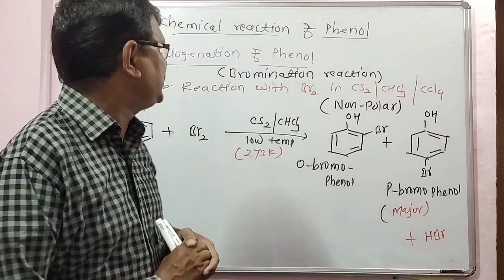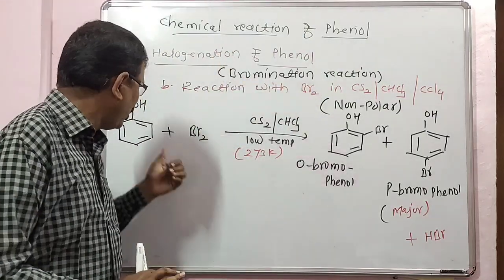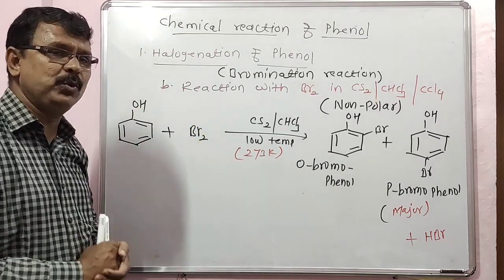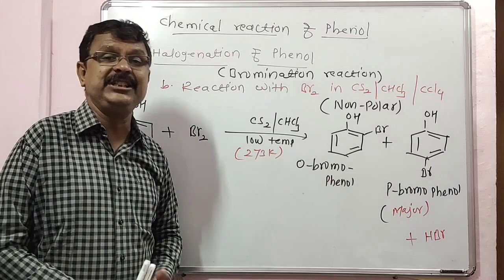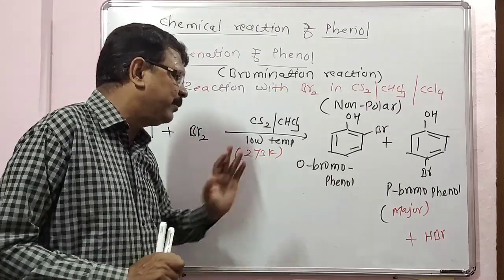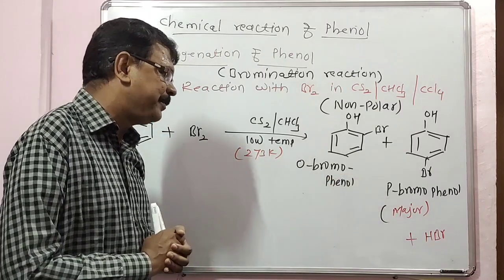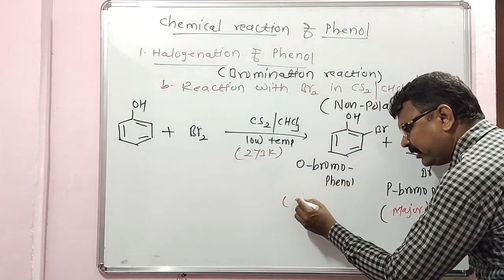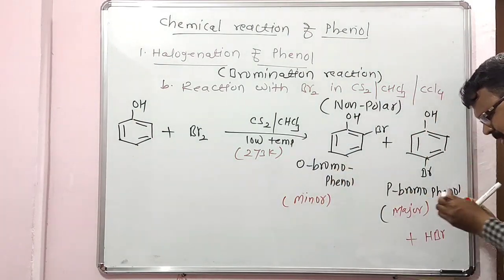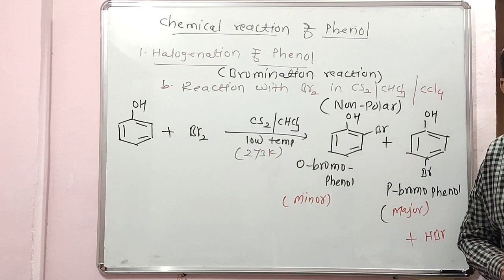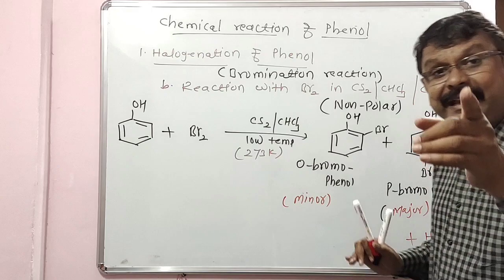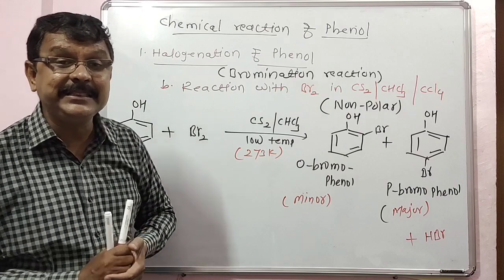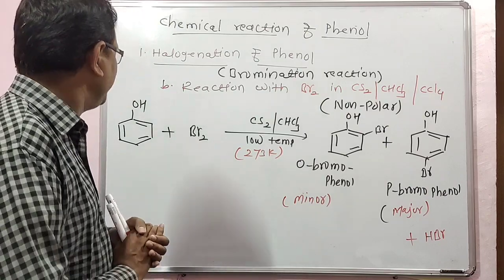Simple question: what is the action of Br2 in CS2 on phenol? When phenol is reacted with bromine in CS2 at low temperature, or 0 degrees Celsius, it gives a mixture of ortho-bromophenol, a minor product, and para-bromophenol, a major product. Around 20 percent is ortho and near 80 percent is para-bromophenol. The reaction is an electrophilic substitution reaction.